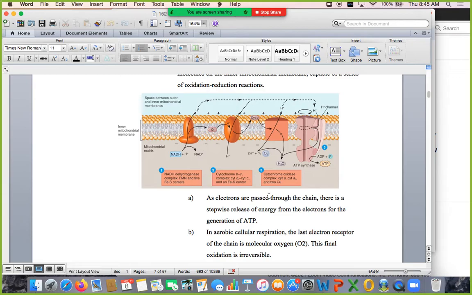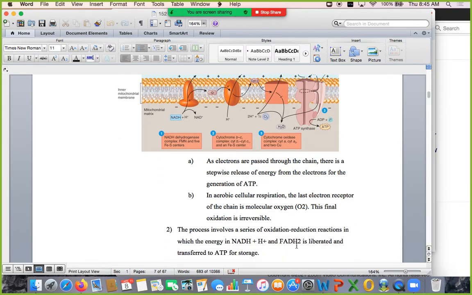So as the electrons get passed through the chain, there's a stepwise reaction where the energy is released stepwise to help create ATP. And again, this is going to require aerobic respiration, right? It's going to require oxygen because the very last electron acceptor is O2. And so that very last step is going to be irreversible. So at that point, we're going to have that electron lost from this chain.